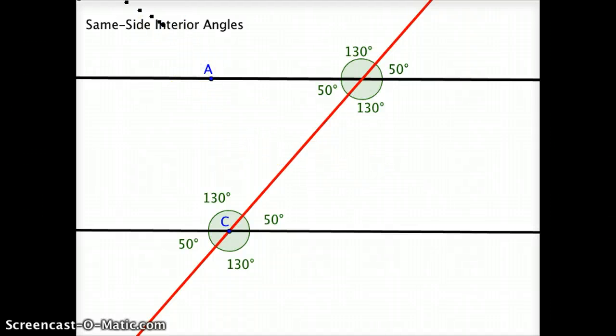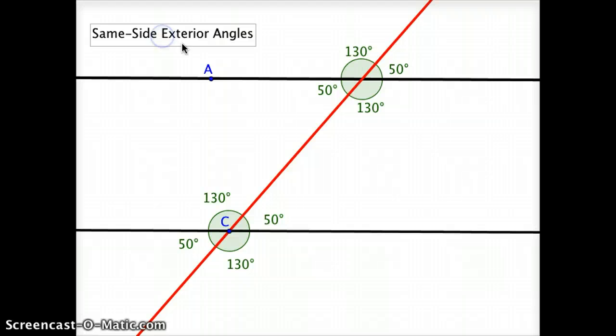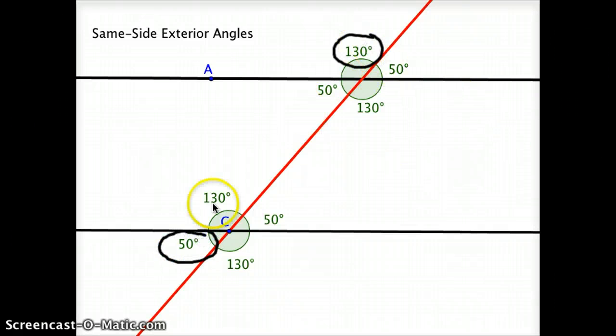And our last angle pair is same side exterior angles. Now for same side exterior angles, we're talking about outside the parallel lines. So if we highlight some angles, we're talking about the 130. And again, stay on the same side of the transversal, so I'm just going to slide down and stay on the left side, but stay outside the parallel lines, for that's the 50 degree angles. And the 130 and the 50, those are supplementary. They add up to 180 degrees.